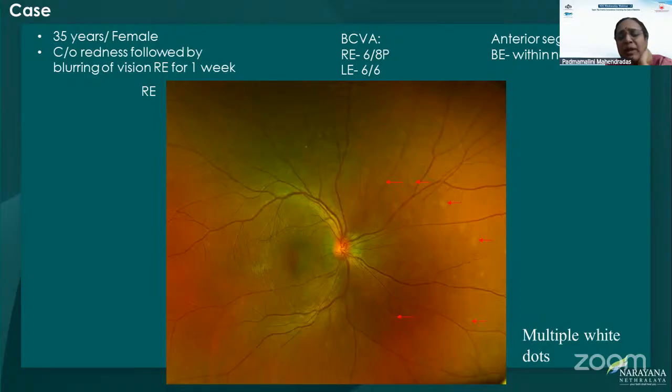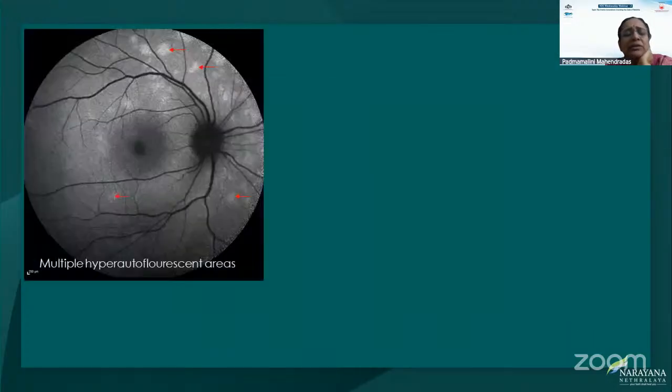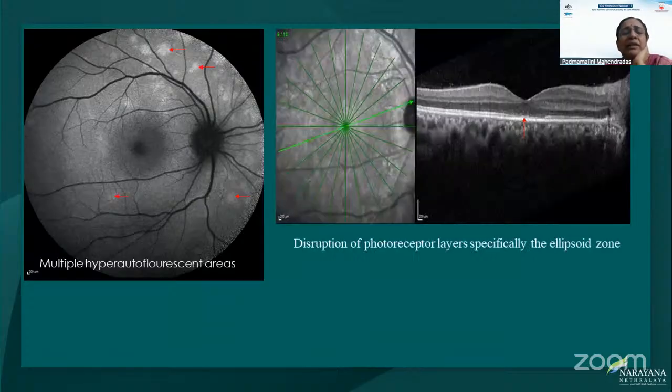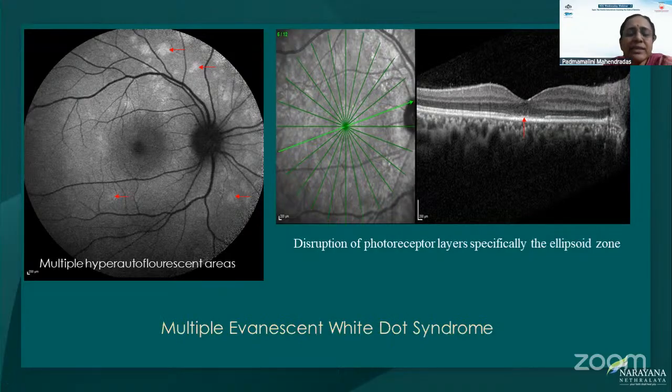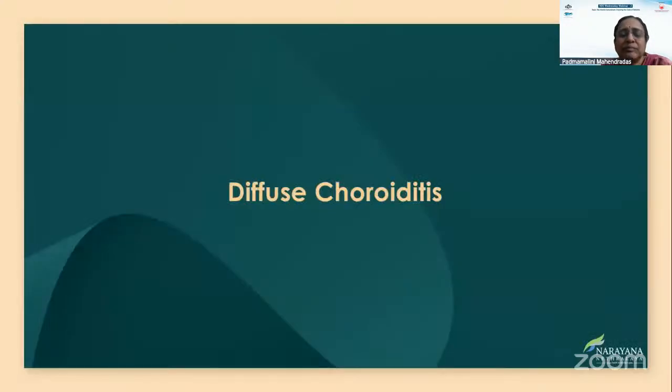The next case is a 35-year female presented with redness followed by blurred vision in the right eye for 1 week. We could see multiple hyperautofluorescent lesions on autofluorescence imaging. OCT shows disruption of the photoreceptor layer, specifically the ellipsoid layer in the outer retina. It's a case of multiple evanescent white dot syndrome or MEWDS.